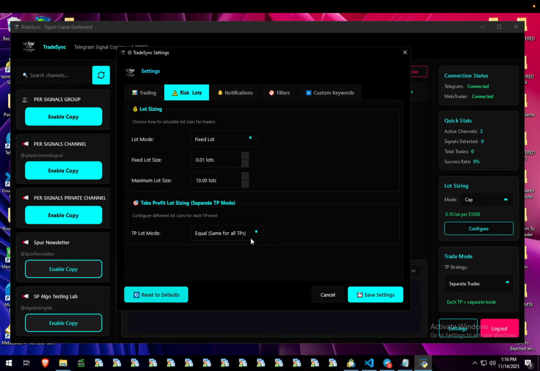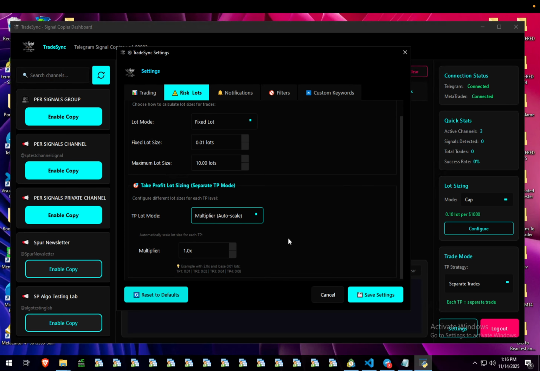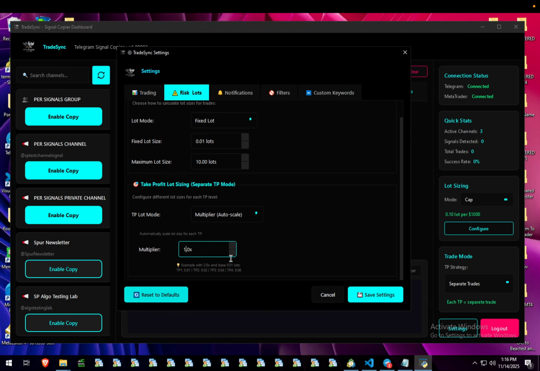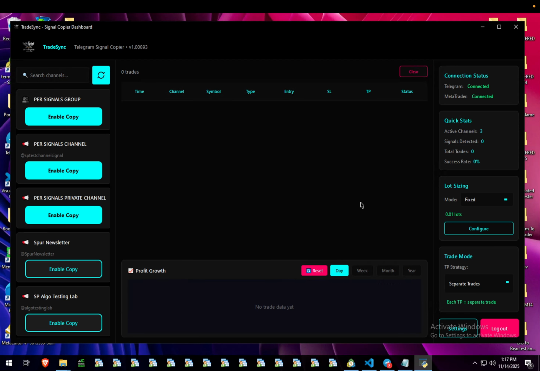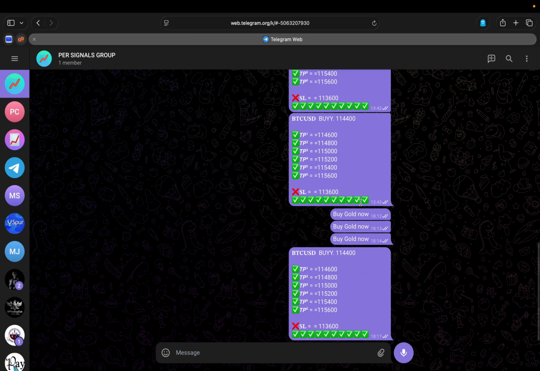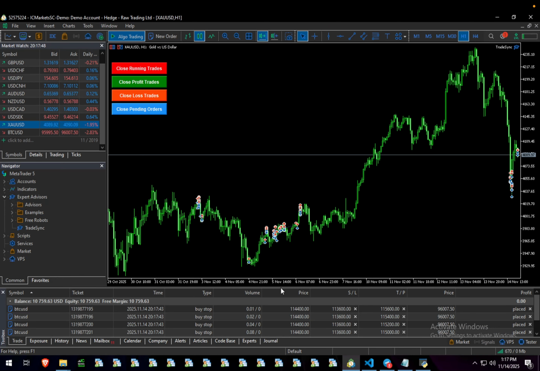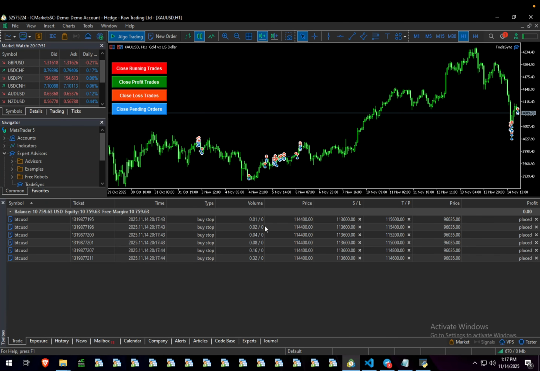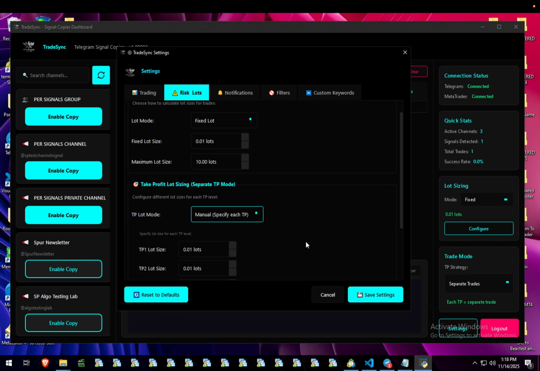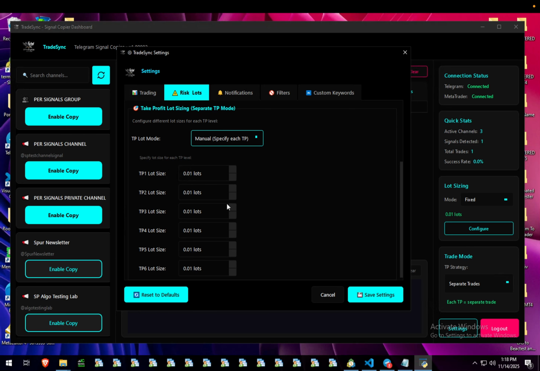Now let's look at another interesting lot sizing feature for pending orders. You can choose equal, which uses the same lot size for every TP taken. Or you can choose a multiplier, which increases the lot size for each subsequent TP. For example, with a 2 times multiplier and a pending trade with 6 take-profit values in separate trade mode, an initial lot of 0.01 will become 0.02 for the next TP, then 0.04, and so on, multiplying by the set amount each time. Or you can manually set the TP values for each target, up to the 6th TP.